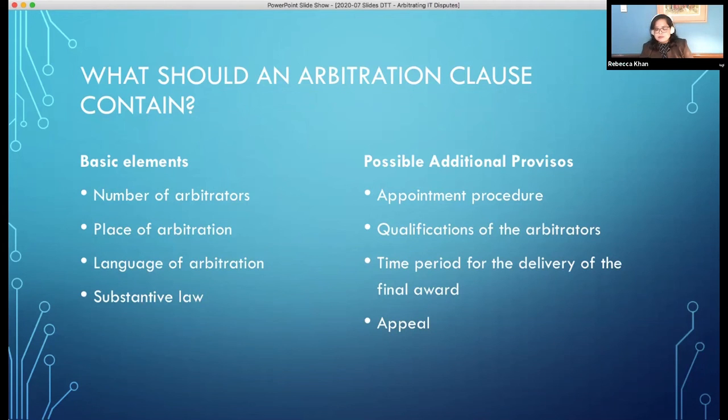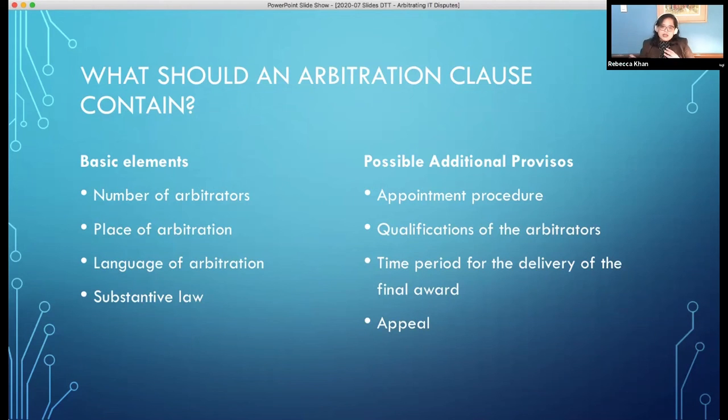However, regardless of the place of arbitration, parties may hold meetings or hearings anywhere in the world. So even if, for example, parties choose the seat of arbitration in Singapore, but it's more convenient for them to have their hearings in Makati, that is perfectly fine. And then you have the substantive law, which is the law under which the arbitral tribunal decides the dispute.